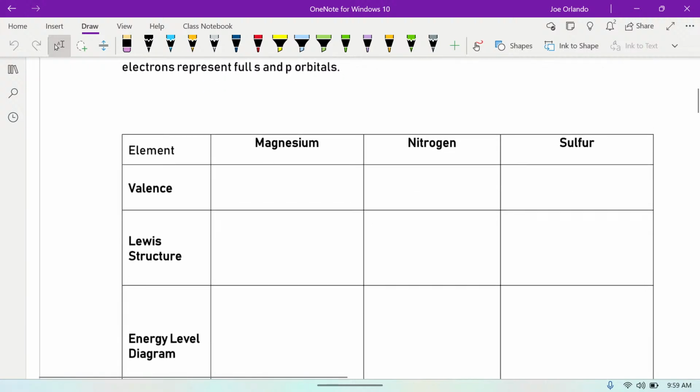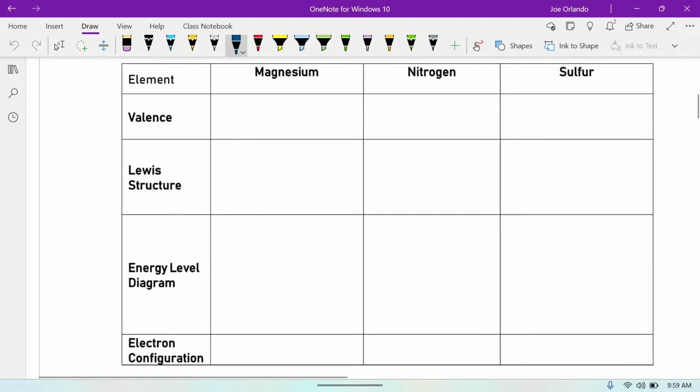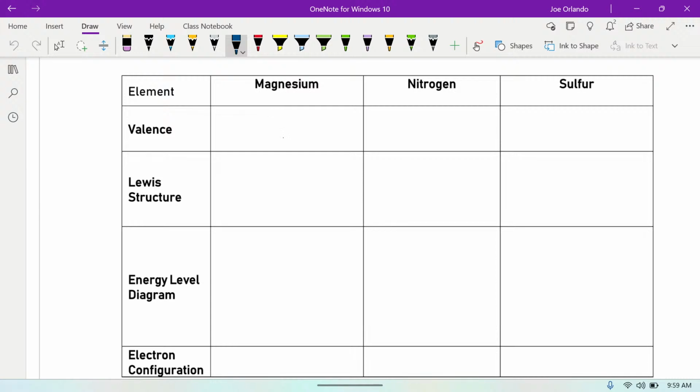So for example, if we look at magnesium, what's magnesium's valence? Well, we could say magnesium's electron configuration down here, but what's its valence? How many electrons does it have in its outer shell? 2. And what's its Lewis structure? How would we draw a Lewis diagram of magnesium? Do we remember how we do those? Brackets. When do we use brackets in a Lewis diagram? We do use them sometimes.